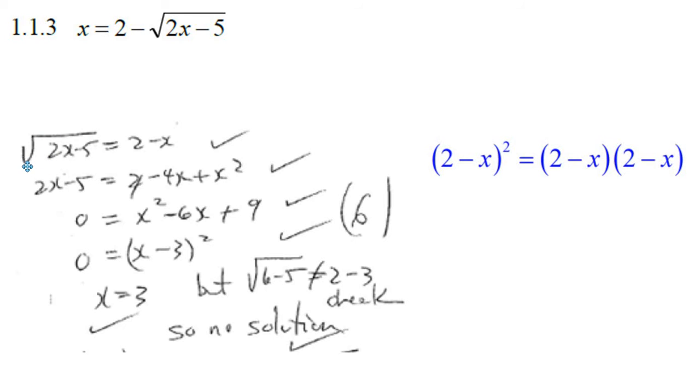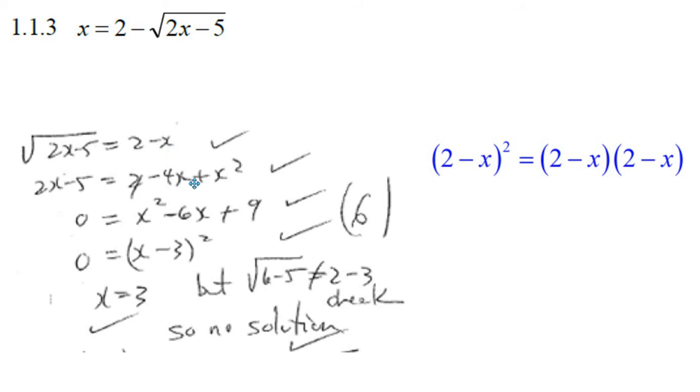Now once the surd's isolated, you've got the square root of 2x minus 5 equals 2 minus x. Well, the way you get rid of a square root is you do the opposite. You have to square both sides. So look, here it is, square root 2x minus 5. It's just turned into 2x minus 5. Why? Because you squared it. And whatever you do to one side, you do exactly the same thing to the other side.